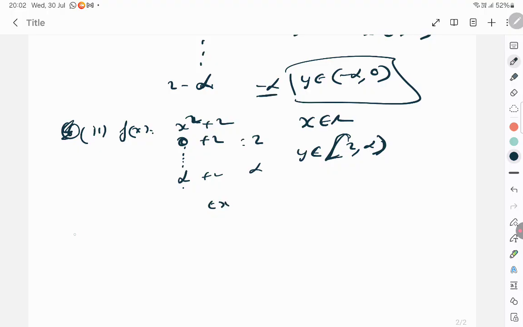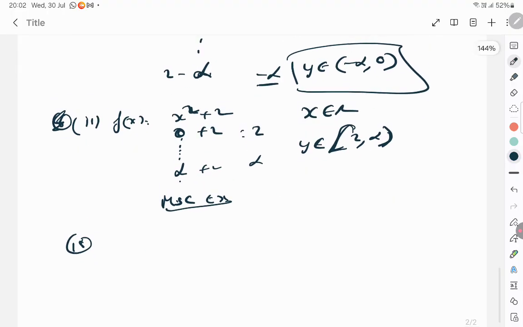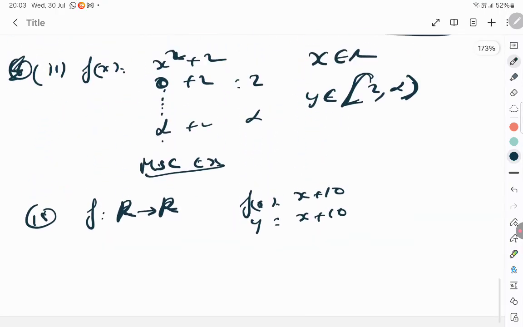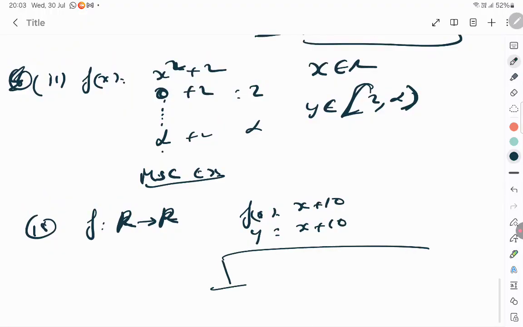Example 18. In miscellaneous examples, let R be the set of real numbers where f from R to R, which means domain is also real numbers, the codomain is also real numbers, where f of x is equal to x plus 10, a linear function. Y is equal to x plus 10 is obviously a linear function. Sketch the graph. How do you sketch a graph? You know how to do it.